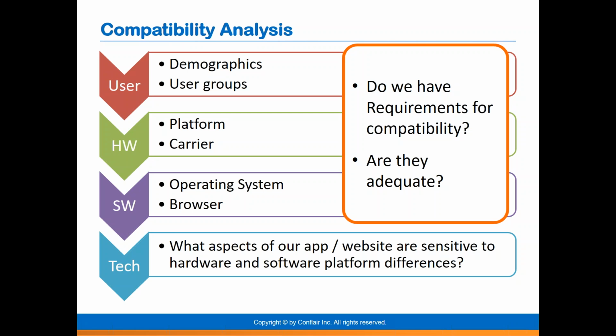What aspects, what elements of our native app or hybrid app or mobile website are sensitive to hardware and software platform differences? And what I want to do now, in the rest of the time that is left for us, is to go through each one of those items and even give some examples with the last one.